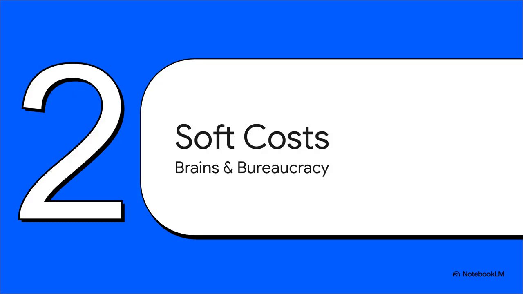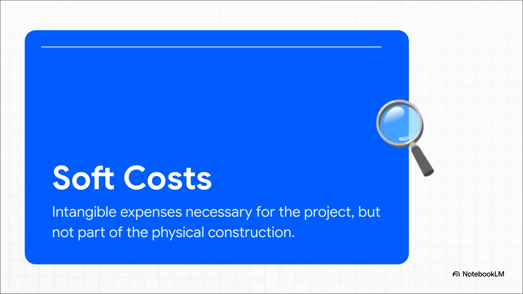Okay, so now that we've got a handle on the physical stuff, let's flip the coin over to the other side of the budget. If hard costs are the bricks and mortar, then you can think of soft costs as the brains and bureaucracy. These are all the crucial but totally non-physical things that have to happen for the project to even exist. And that's the key word right there: intangible. You can't physically hold a building permit, right? You can't touch our design fee. But without those things, those services, those approvals, not a single shovel of dirt gets moved. Soft costs are basically the essential support system that makes all the physical work possible.